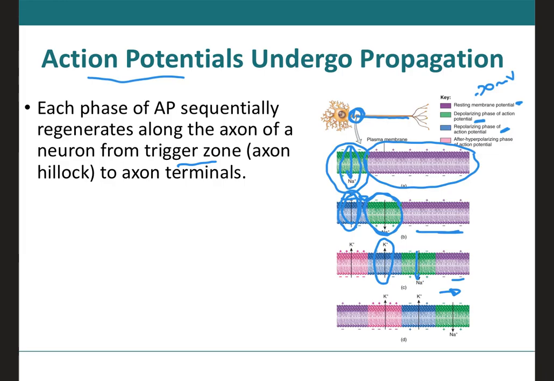And then at the end, you're going to have an area of repolarization of the membrane after it has become hyperpolarized due to the action potential. So it's a process that goes down the axon all the way to the terminal button, and this occurs due to the exchange of sodium ions entering and potassium ions exiting the cell.